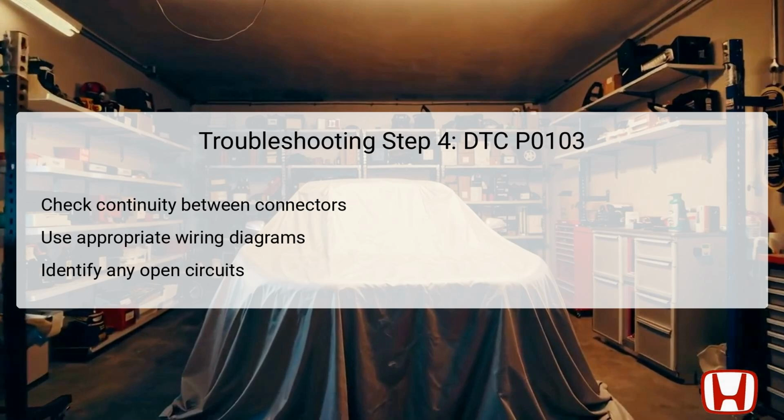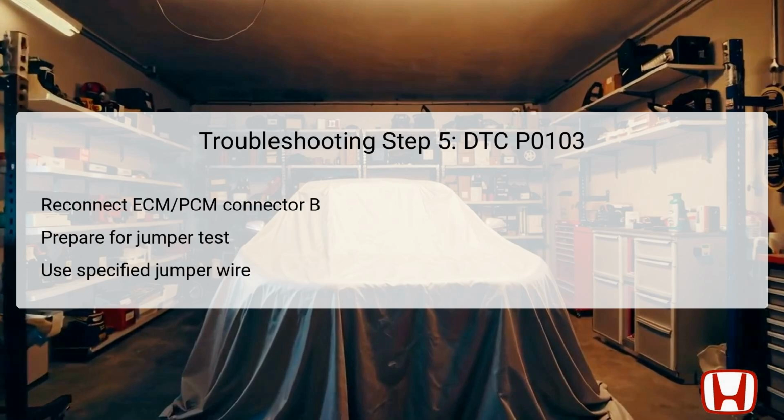If continuity exists, this signifies good connectivity. However, if there is no continuity, it will be necessary to repair the open circuit in the wiring to restore proper function, effectively targeting the root cause of the DTC. In troubleshooting step 5, reconnect the ECM-PCM connector B44P to ensure that all components are hooked back up correctly before proceeding to the next phase of testing.